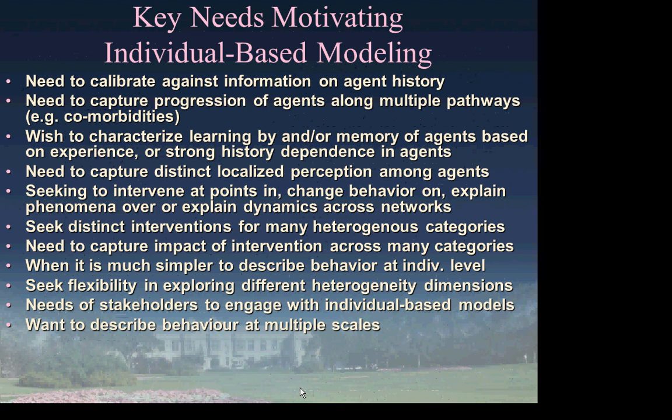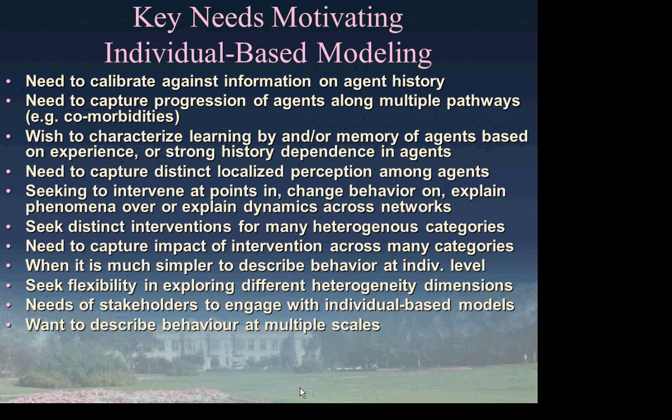So here are some key needs motivating this sort of modeling. We have to calibrate against information on individual trajectory. We need to capture progression of agents along multiple pathways, for example, diabetes, TB, cancer, etc. We wish to characterize learning by agents over time, so how agents learn and change their attitudes. We have to capture localized perception among agents. They can only see those in close proximity.